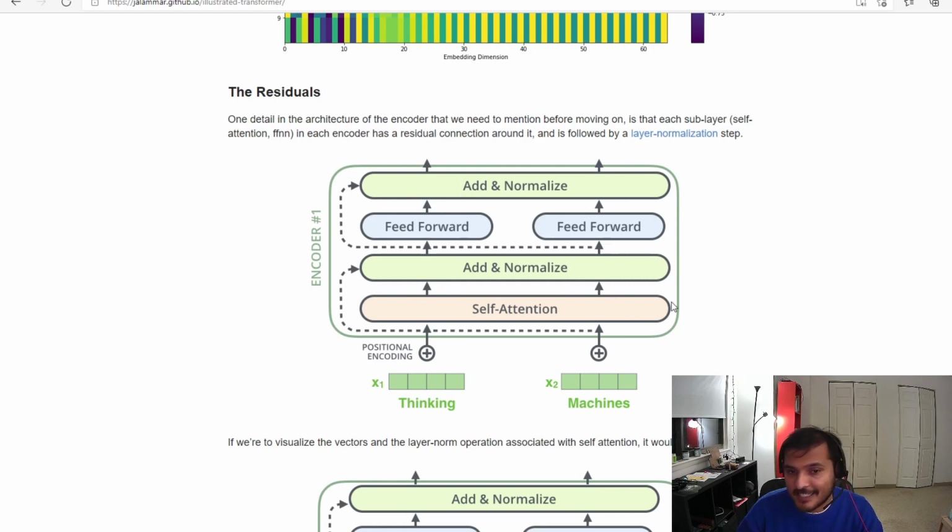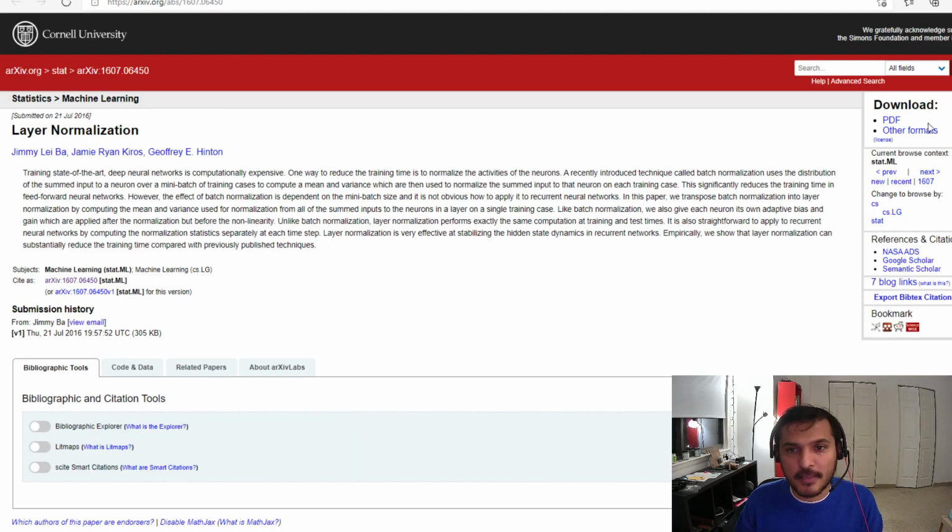So this is the self attention, which gives me the Z's. Then I take my original input, add and normalize them, pass it through another feed forward layer, and then I add and normalize. Now these normalizations are not batch normalizations, are not L1, L2 normalizations, they are layer normalizations. So let me tell you what layer normalization is.